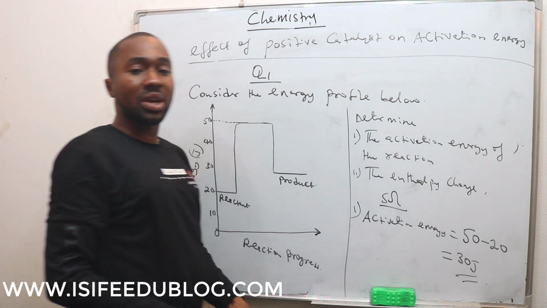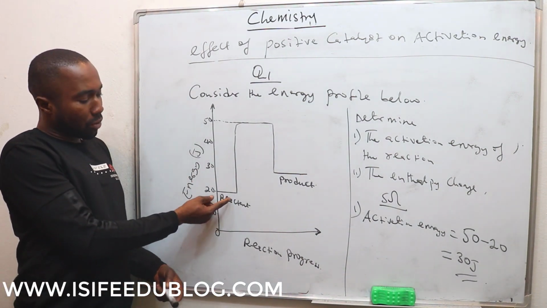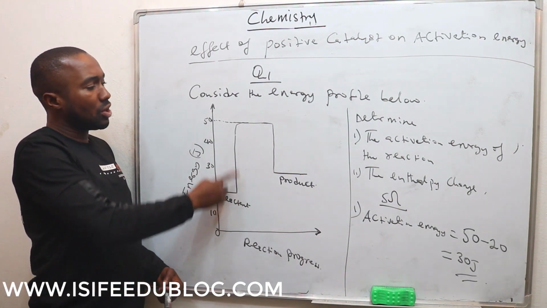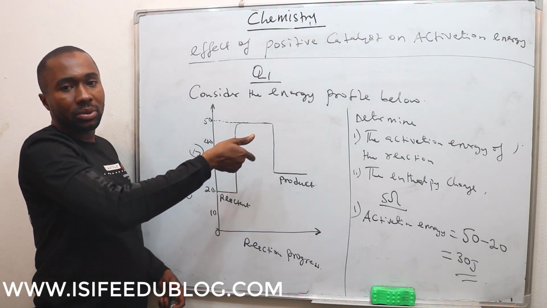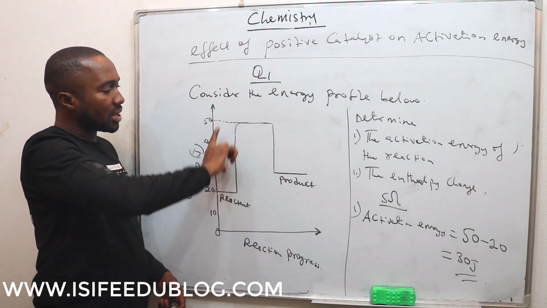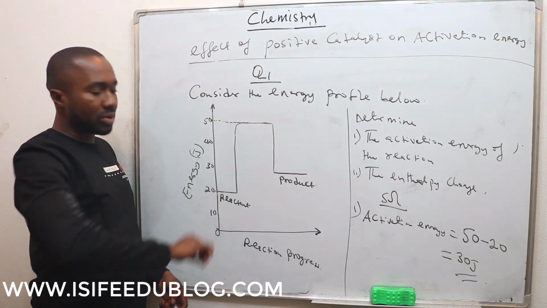That is how to determine activation energy. That's from where the reaction started, the reactant, until the place you have the curve. So the distance from here to here is the activation energy for that reaction.